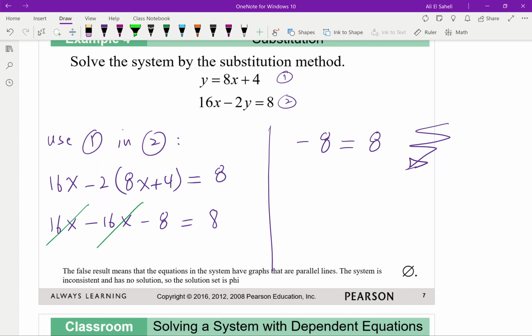The system is inconsistent. The solution set is phi, the empty set. The set of solutions is the set phi, the empty set.